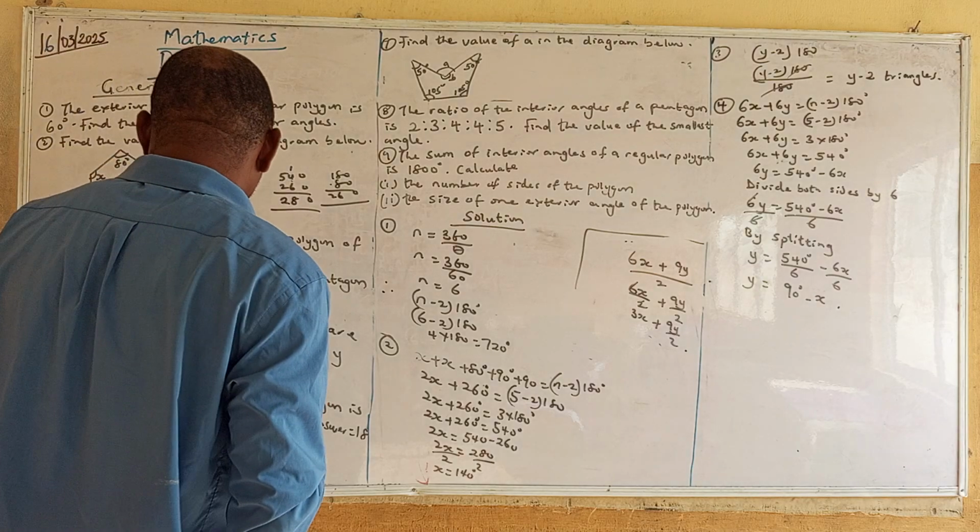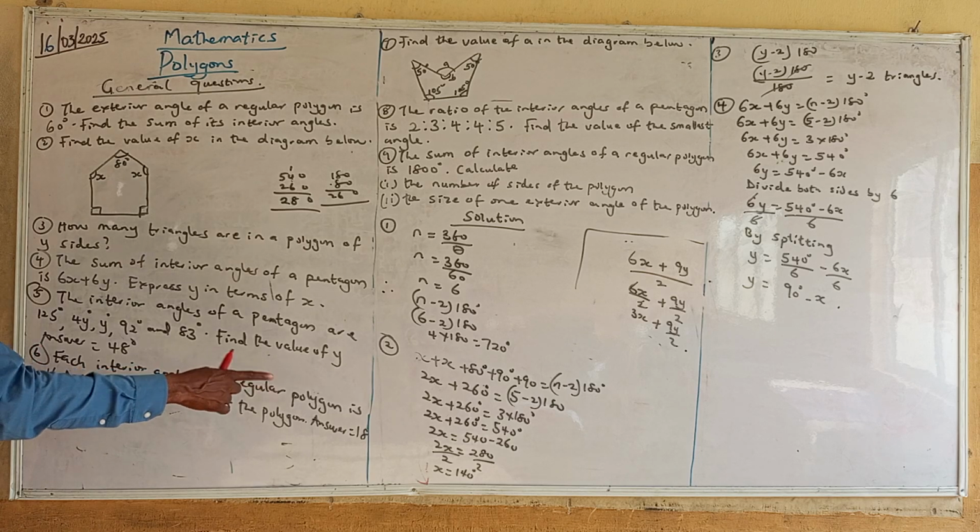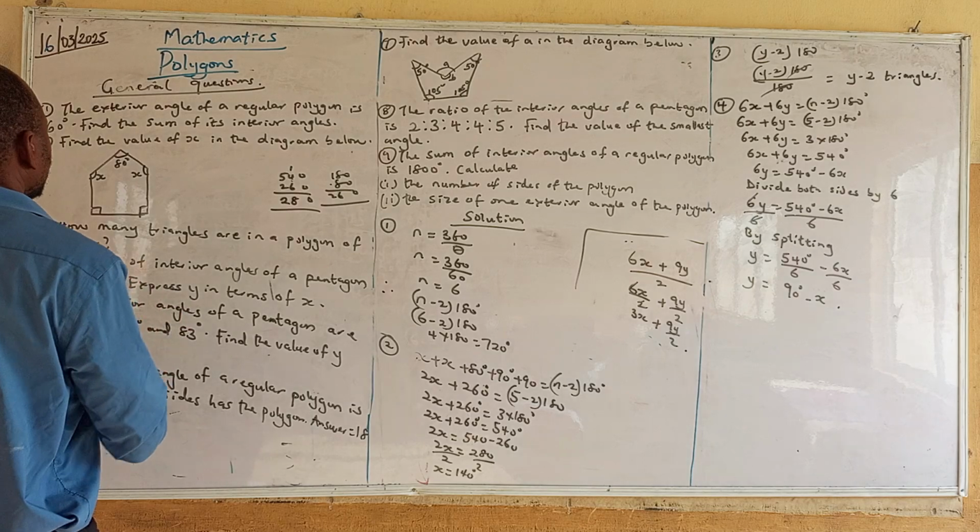Then number 5. Okay, yes. So please, we have done something of this nature. The answer is 48 degrees. Check. Then in this case, we have done something of this nature as well. The answer is 18. You do that yourself.